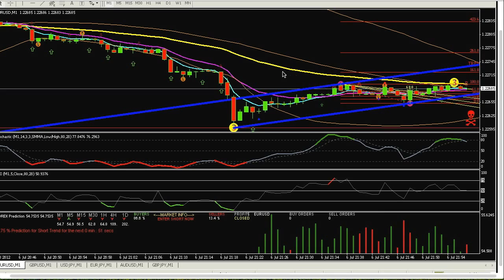But it seems that the sellers were very insistent on pushing it down, so the bears had their way, as they would put it in Wall Street speak. Not that big of a win, but a good enough win, and especially considering the 1 minute chart, it's an excellent win. So, well, not excellent, but decent.